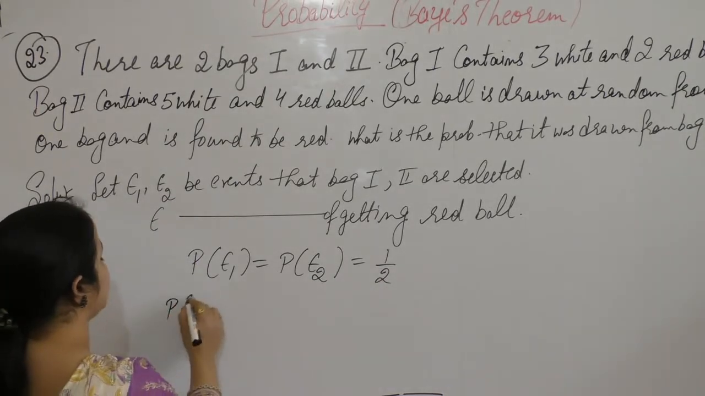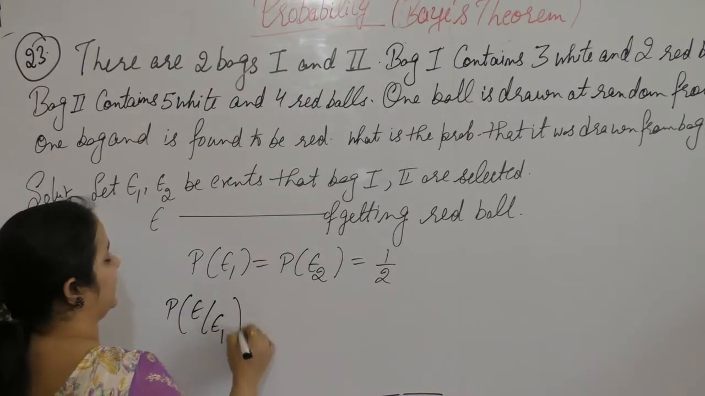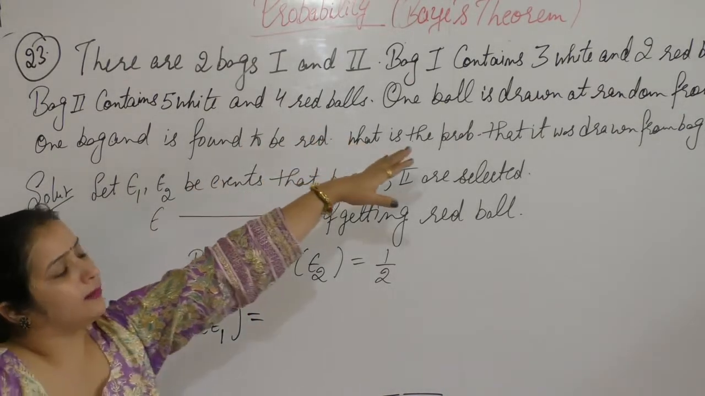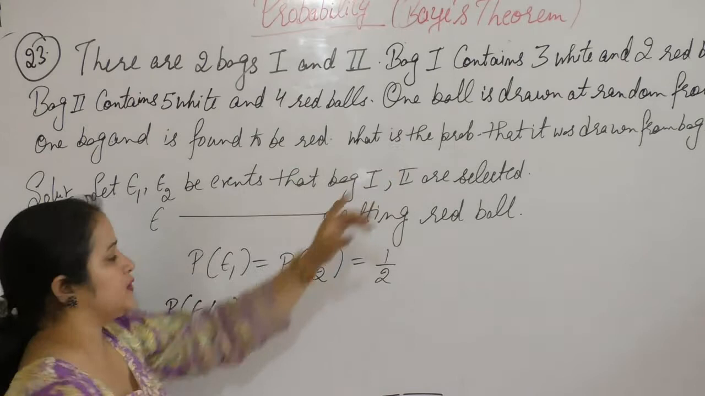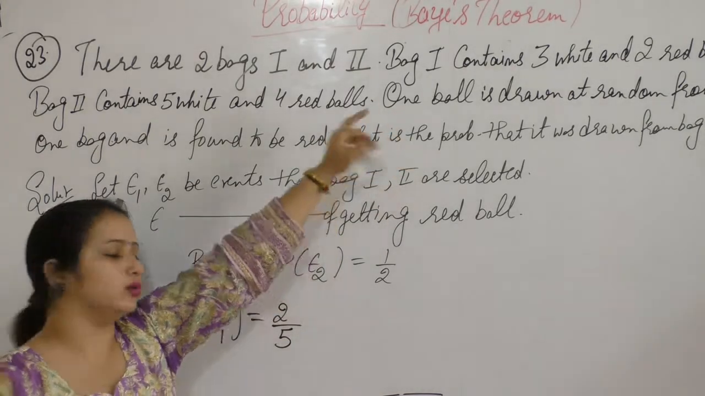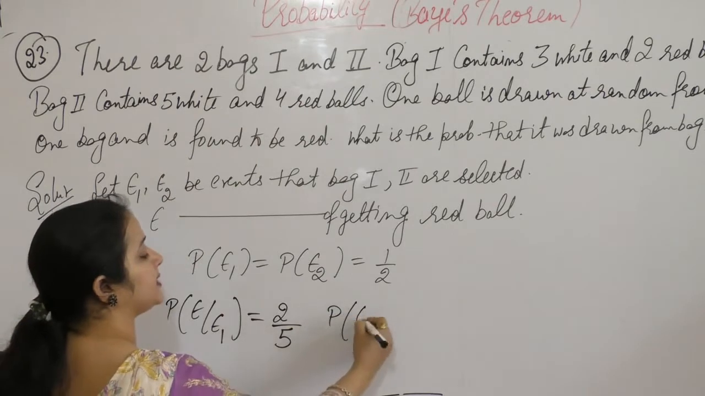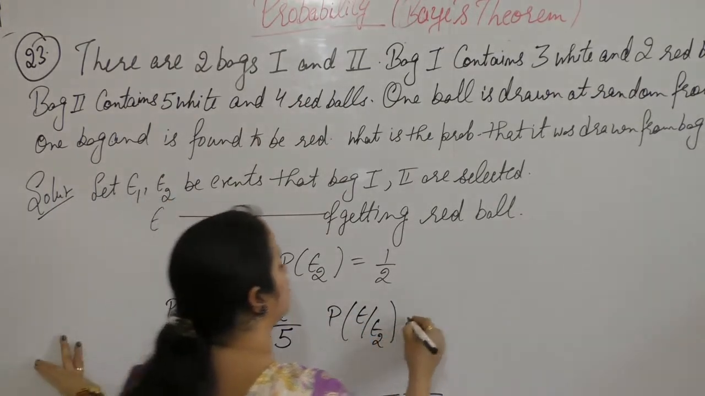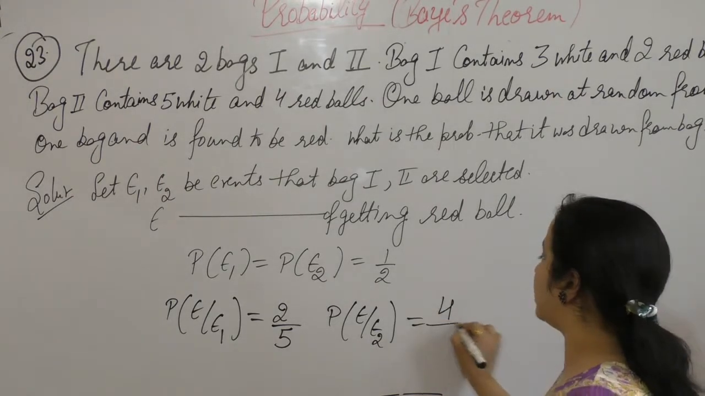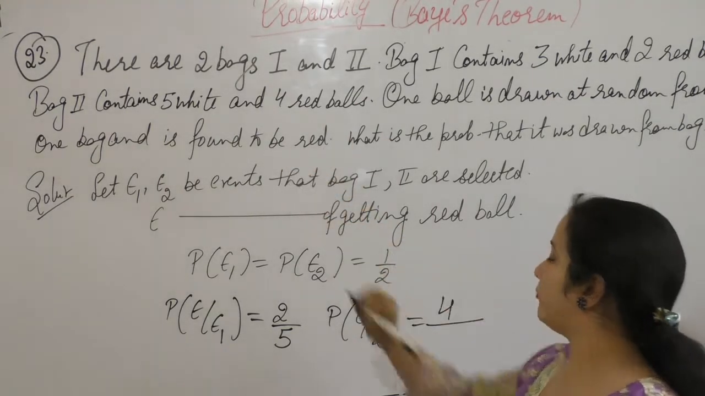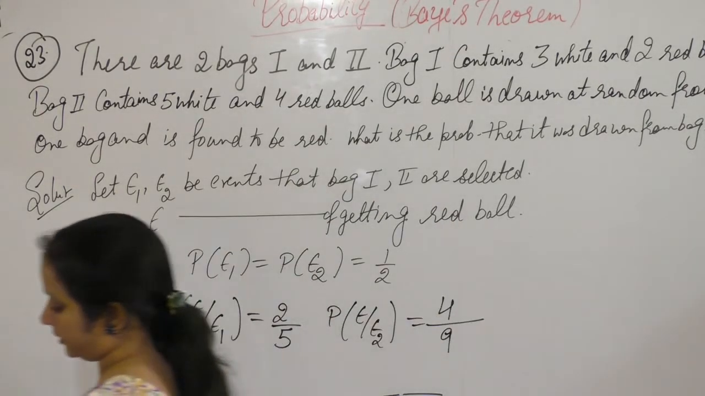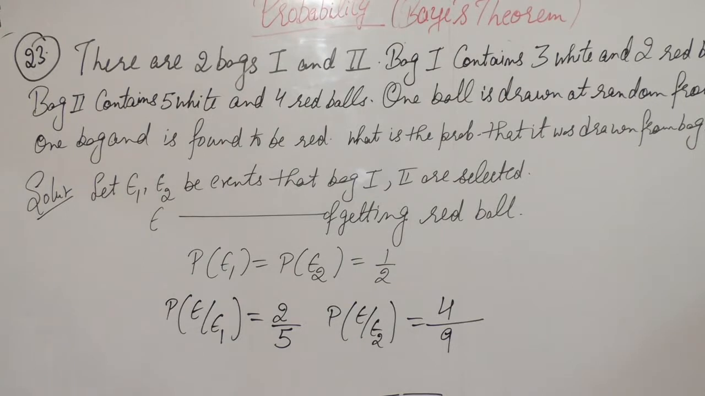Now probability of E upon E1: a red ball is drawn from bag 1. The number of red balls in bag 1 is 2 and the total number of balls is 3 plus 2, 5. Now probability of E upon E2: a red ball is drawn from bag 2. Number of red balls is 4, total number of balls is 5 plus 4, 9. Note up to here.